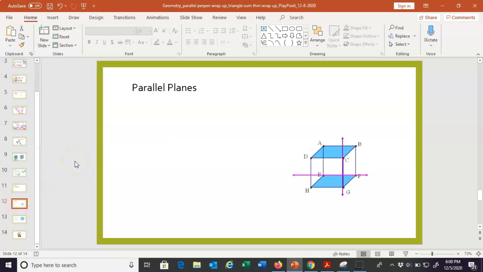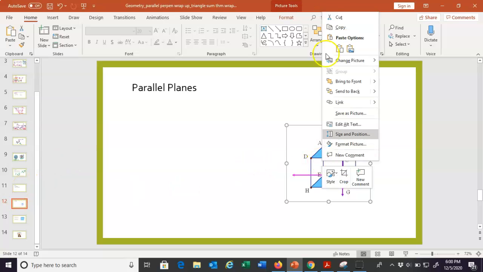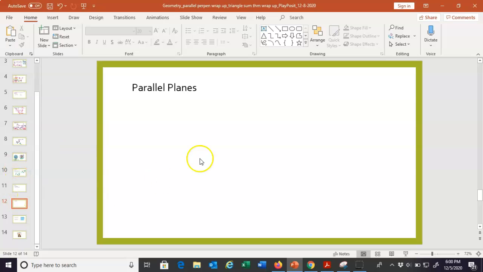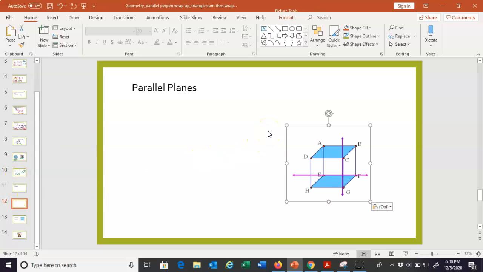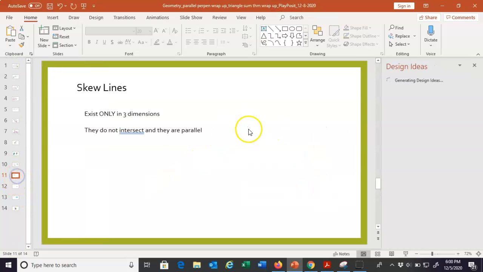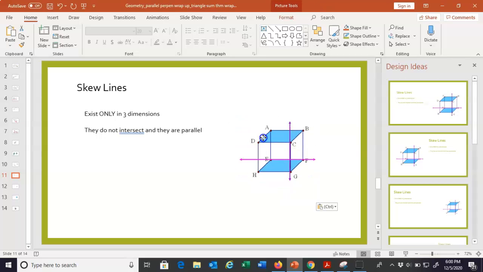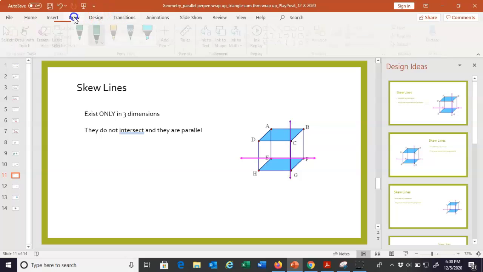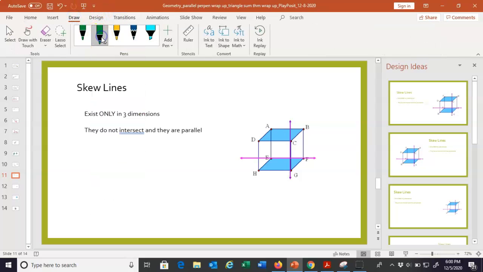Okay, but first let's talk about parallel planes. Well, maybe I can, here, let's do this. This is nice, this interactive. Wait, let me bring this diagram over here to skew lines. You guys have it in your notes, so it's fairly close to where you're taking these notes. I just wanted to have it on my screen. So they exist in 3 dimensions. Here's a 3-dimensional picture of a cube.